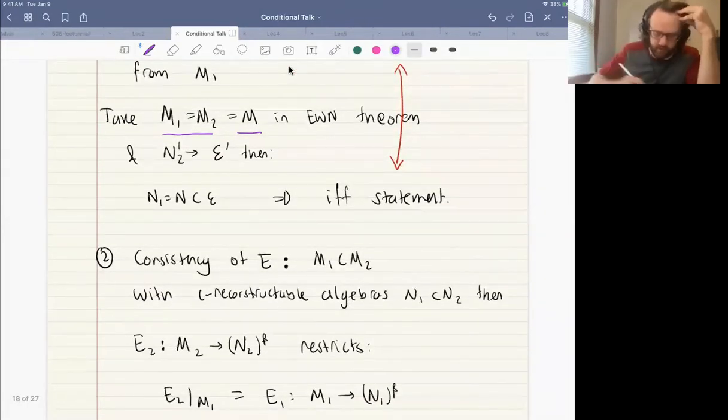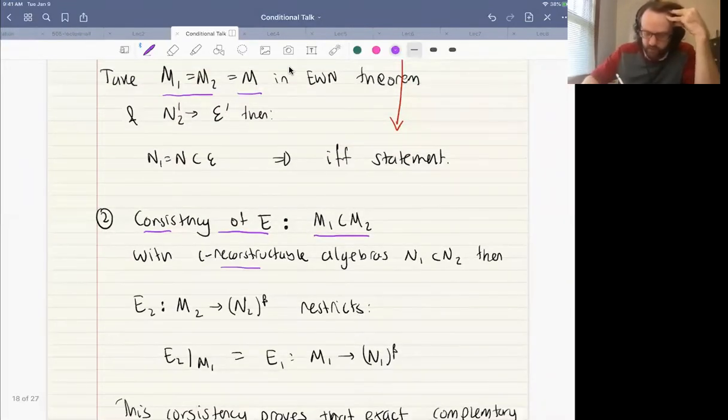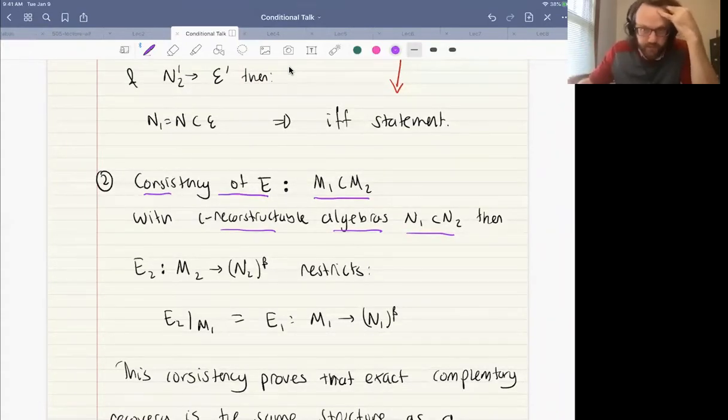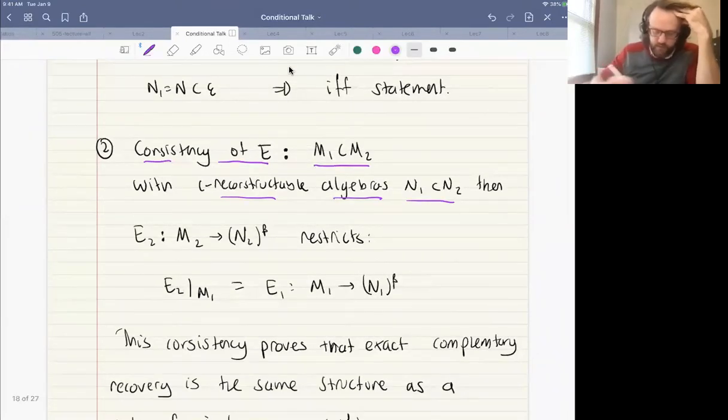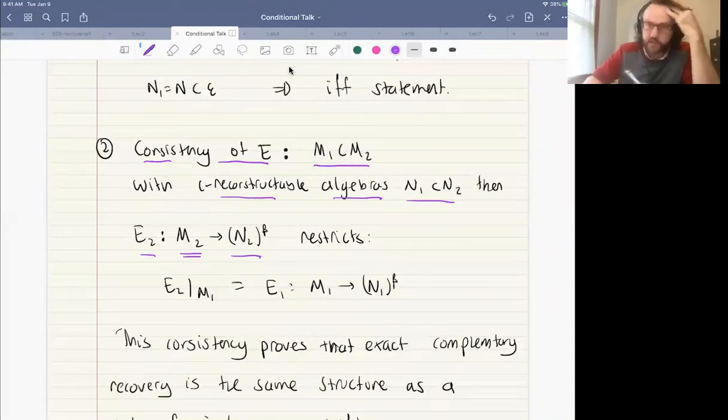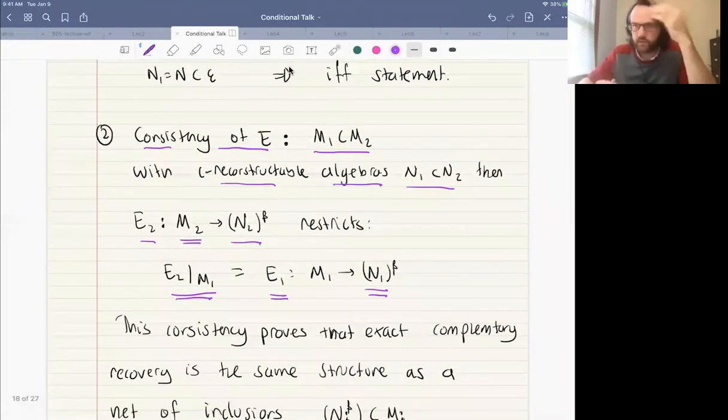The second result is the consistency of this conditional expectation. If M1 is contained in M2, and they're both C reconstructible algebras with two C reconstructible bulk algebras, N1 contained in N2, then the conditional expectation that you get from this is consistent under restriction. That means if I consider the larger algebra, there's a conditional expectation from that to the subalgebra N2, and I restrict that to the smaller algebra M1, then it's equal to the conditional expectation E1, which maps to N1. This is a non-trivial condition on all of these conditional expectations that you would get from boundary algebras.